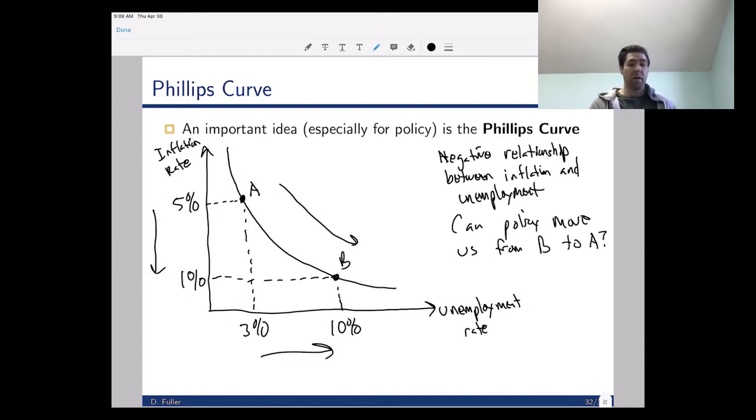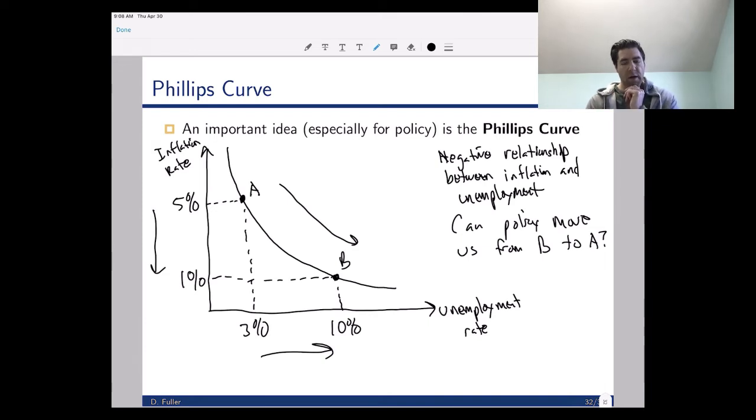Let's say I'm in a recession, the unemployment rate is 10%. Or like what we have right now, unemployment rate probably closer to 15%, 20%, something like that. And inflation, let's say, is relatively low. Could I move from there to point A by using policy? Basically what it's saying is you can get lower unemployment if you're willing to accept higher inflation, or vice versa. If you want lower inflation, you have to accept higher unemployment.